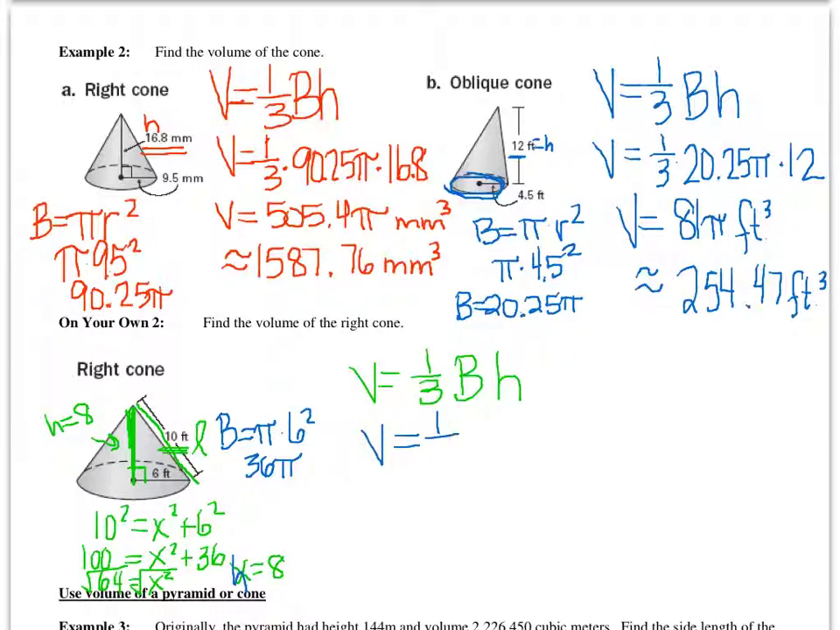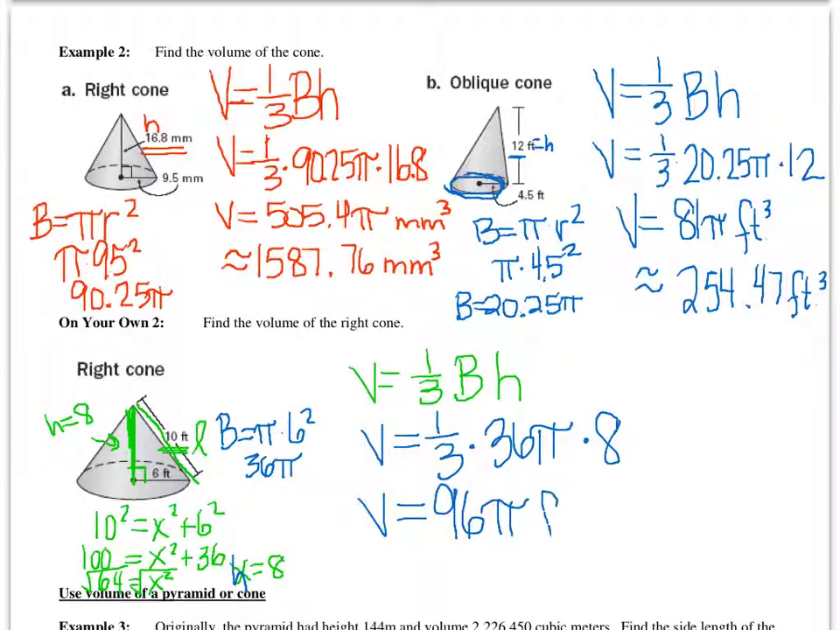Volume equals 1/3 times my base area, that's 36 pi, times my height, which is 8. If you do 1/3 times 36 times 8, you'll find that our exact value for our volume is 96 pi, and that unit would be feet cubed. And if you want a rounded value, do 96 times pi, and that's 301 and 59/100, and my unit would still be feet cubed.